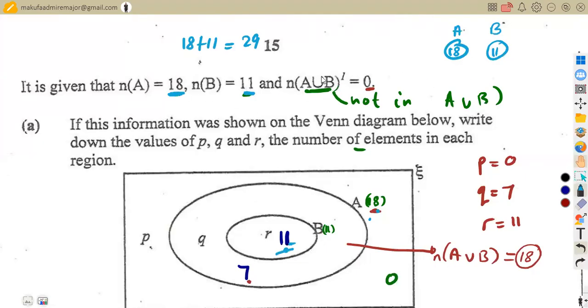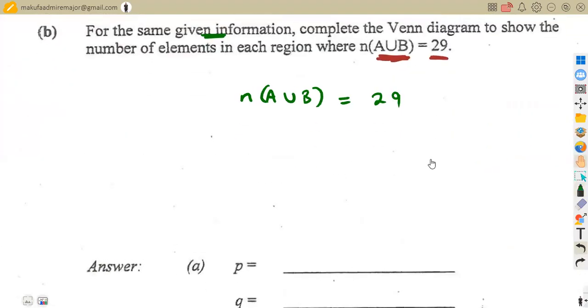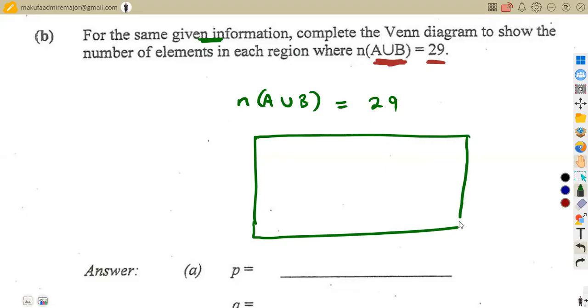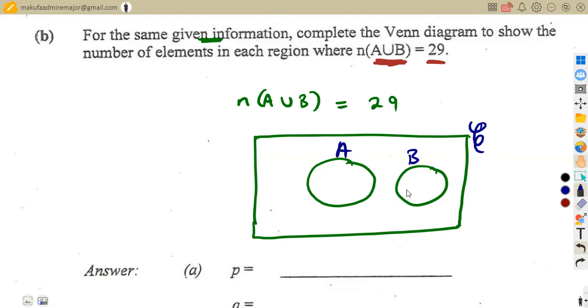But knowing that what is in (A union B) complement, what is not in A union B, is always equal to 0, there is nothing outside of A union B. So like I said, we are going to have a disjoint condition. We are going to have disjoint sets in this case, all right? So here we are going to have our universal set and disjoint sets now. A is separated from B, A and B separated, and this is our universal set.